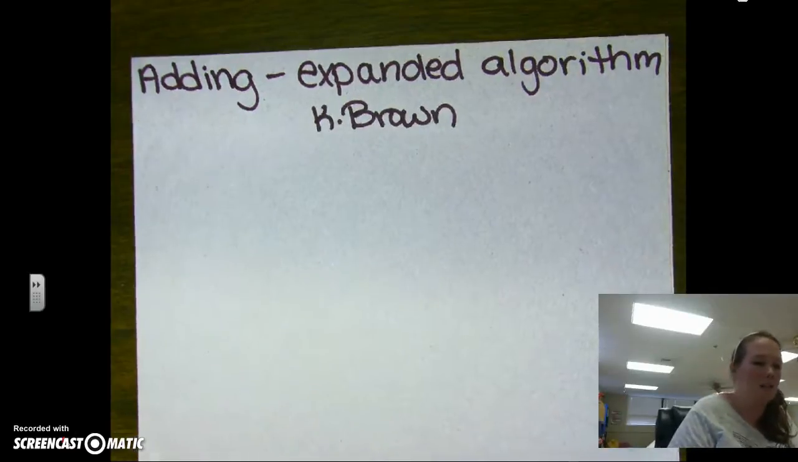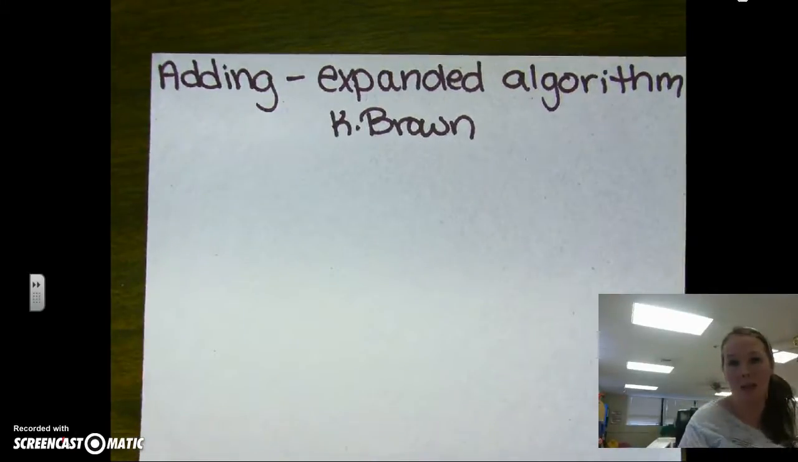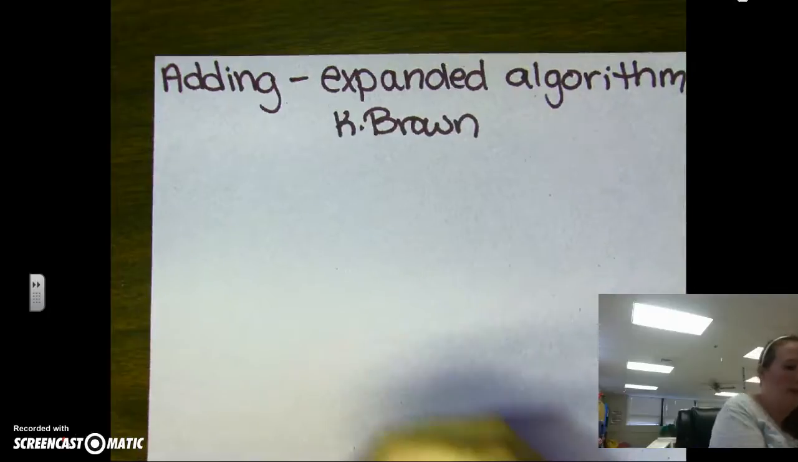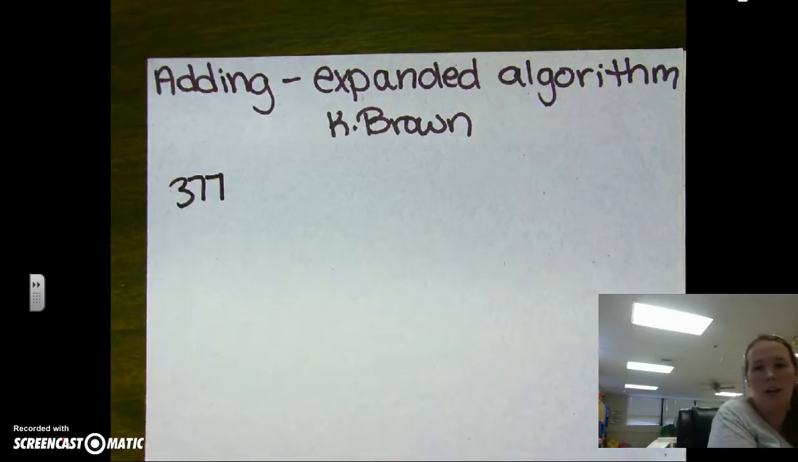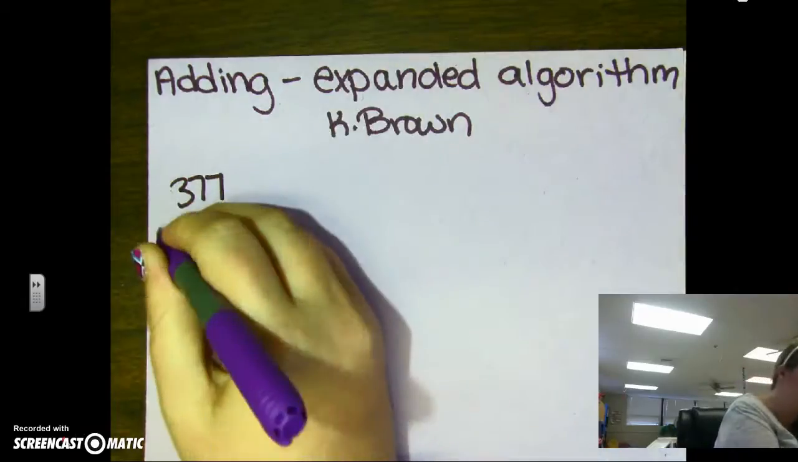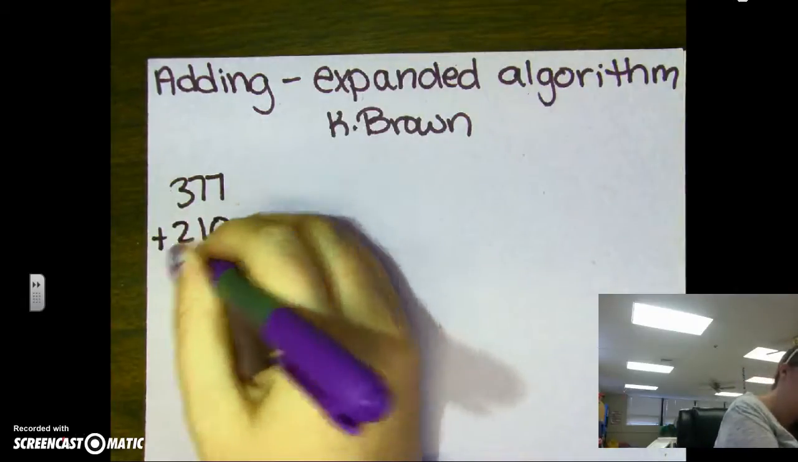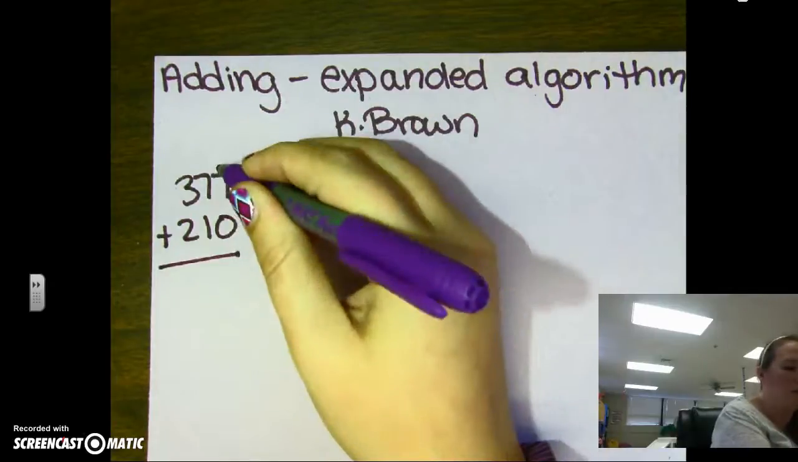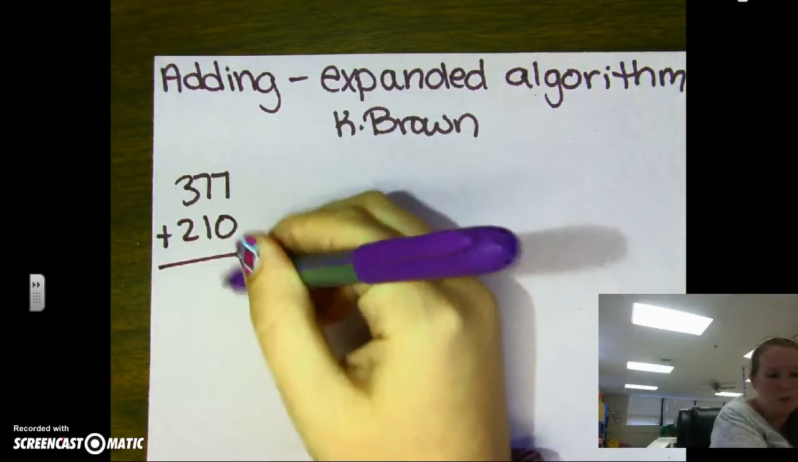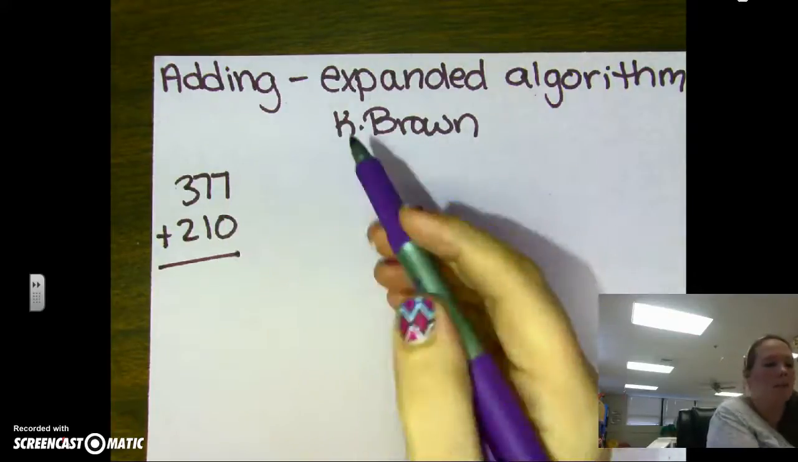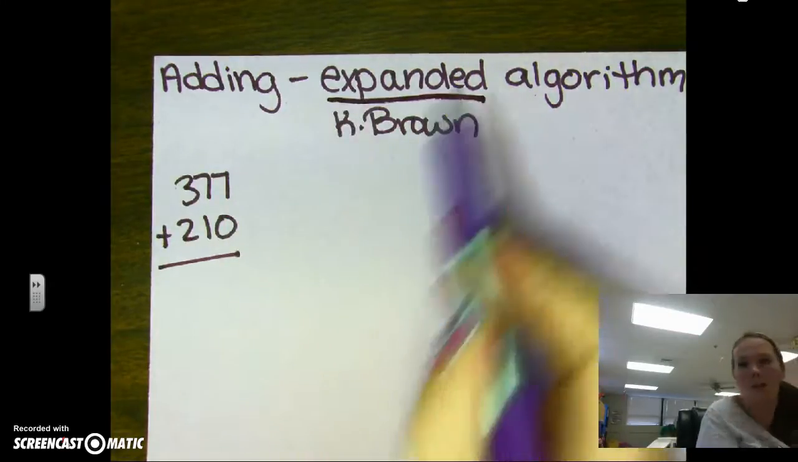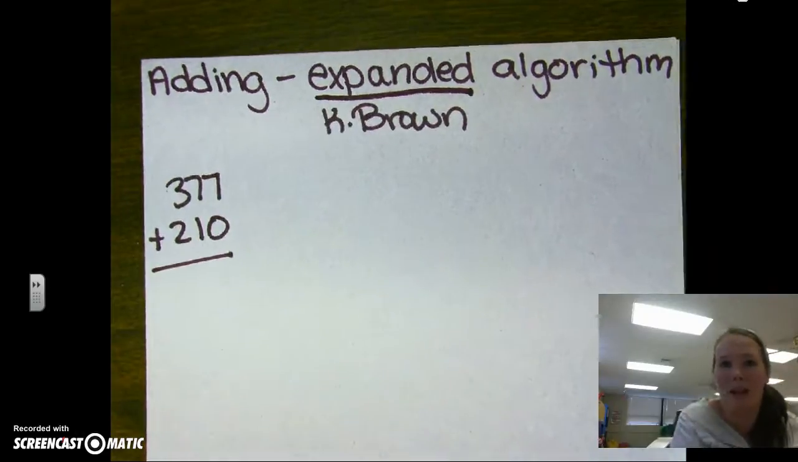Alright, so let's start with an example of an expanded algorithm. If I have a number like 377 and I'm going to add to it 210, I bet most of you are used to adding the ones place and then the tens place and then adding the hundreds place. Well, the expanded algorithm is going to expand that out a little bit.